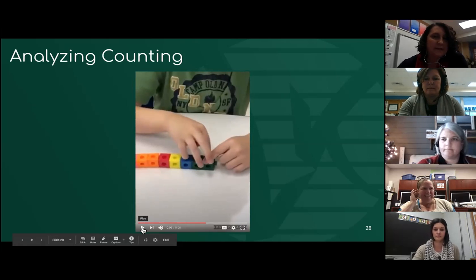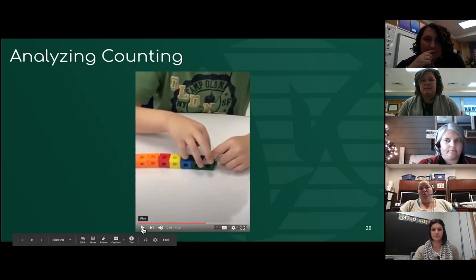So a tagging issue would be if he missed a cube or touched the same cube twice, that would be a tagging error. And a coordinating error would be if he says number words when he's not touching, or he says two number words when he's touching the same cube.